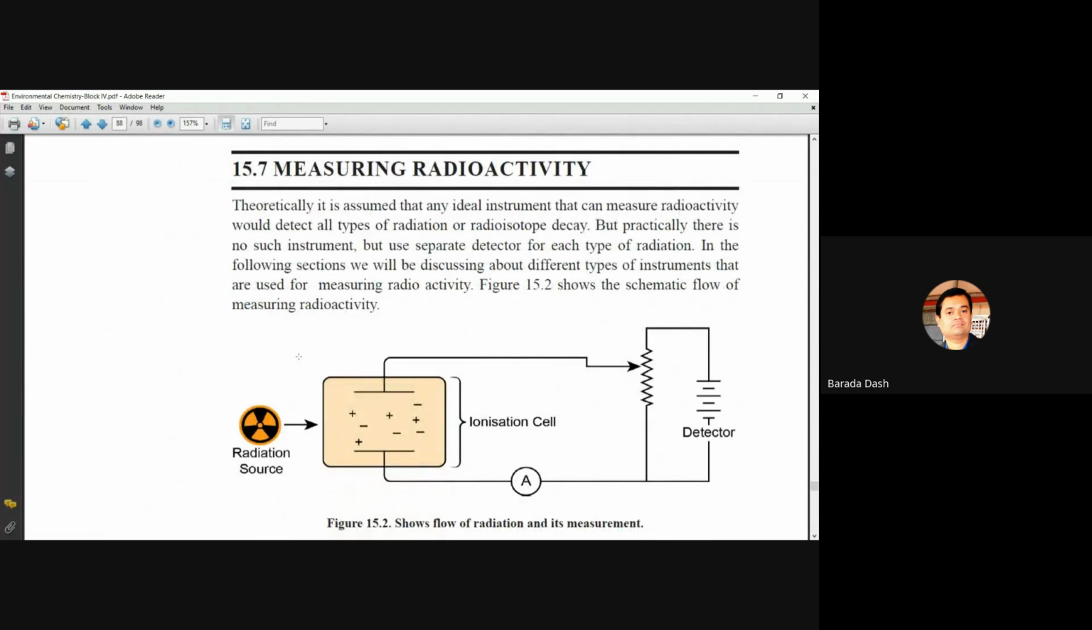Measuring radioactivity. So how to measure radioactivity? It is assumed that an ideal instrument that can measure radioactivity would detect all types of radiation or radioisotope decay. But practically there is no such instrument, so we use a separate detector for each type of radiation. In the following section, there will be discussion about different types of instruments that are used for measuring radioactivity.